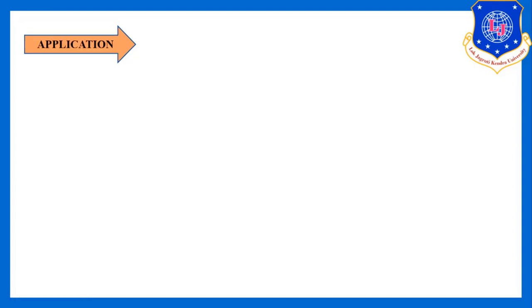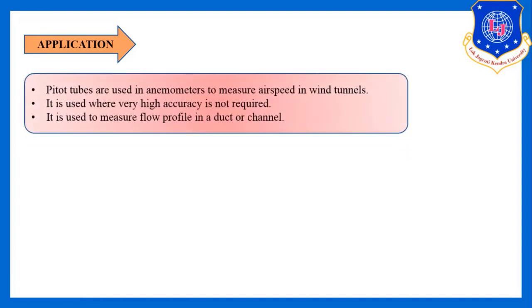Now let's see what the applications of the Pitot tube are. First, Pitot tubes are used in anemometers to measure air speed in wind tunnels. The main application of the Pitot tube is to measure air speed in wind tunnels. It is also used where very high accuracy is not required, and to measure the flow profile in a duct or channel. So these are some of the applications of the Pitot tube.